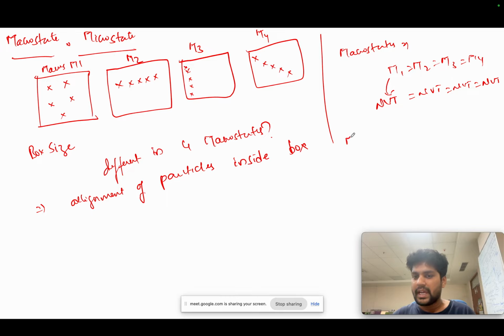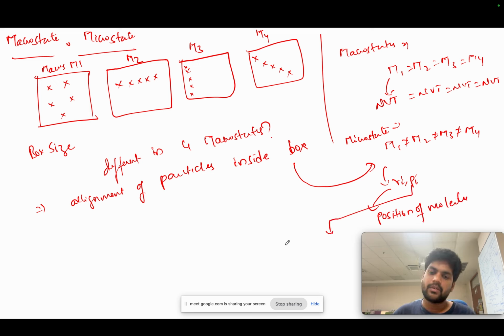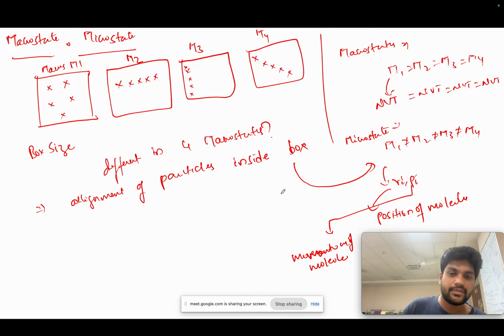But if I come to the microstate, M1 is not equal to M2 is not equal to M3 is not equal to M4 because of the alignment. Here what we are considering is Ri, which is nothing but the position of the atom or molecule, and Pi stands for the momentum of the molecule. So you understand that, right? The basic difference between the macrostate and microstate in general. Yes, sir.